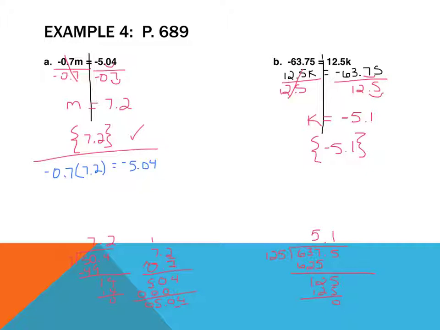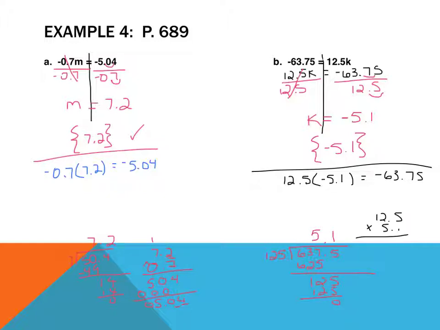Okay, and then we can check that by multiplying 12.5 times negative 5.1 and see if it equals negative 63.75. So 12.5 times 5.1, there's 2 numbers behind the decimal, so 63.75, and positive times negative is negative.